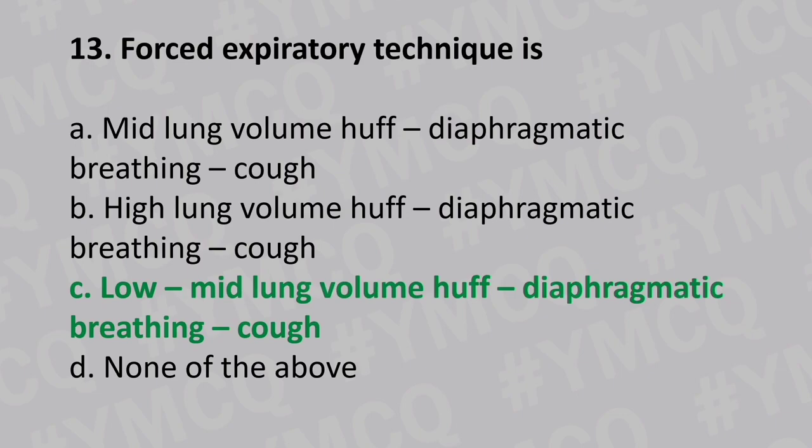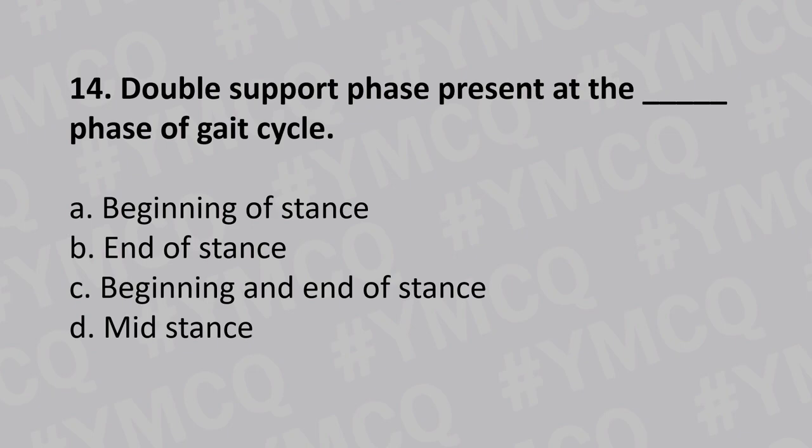Double support phase is present at dash phase of the gait cycle. Option A, beginning of the stance phase. Option B, end of the stance. Option C, beginning and end of the stance. Option D, mid stance. And the answer is option C, beginning and end of stance. Moving to our 15th question.